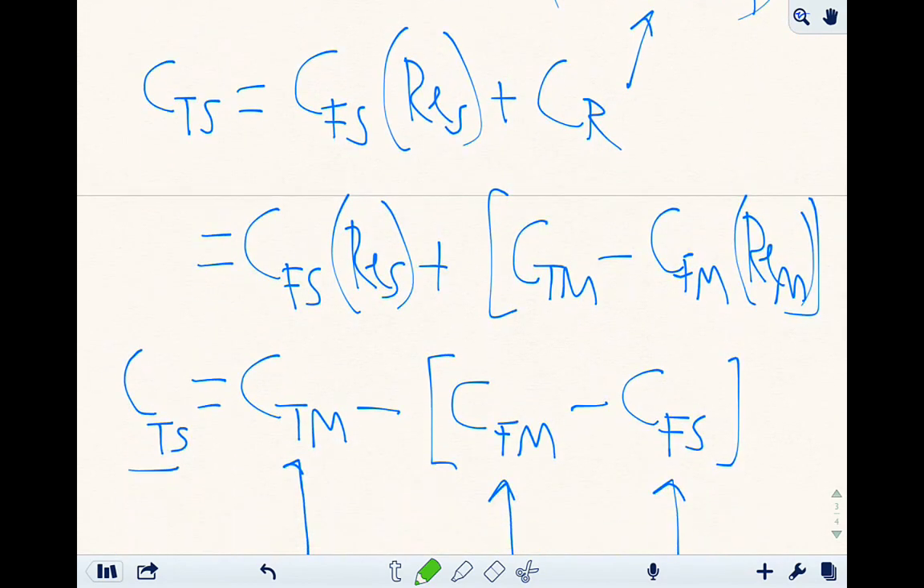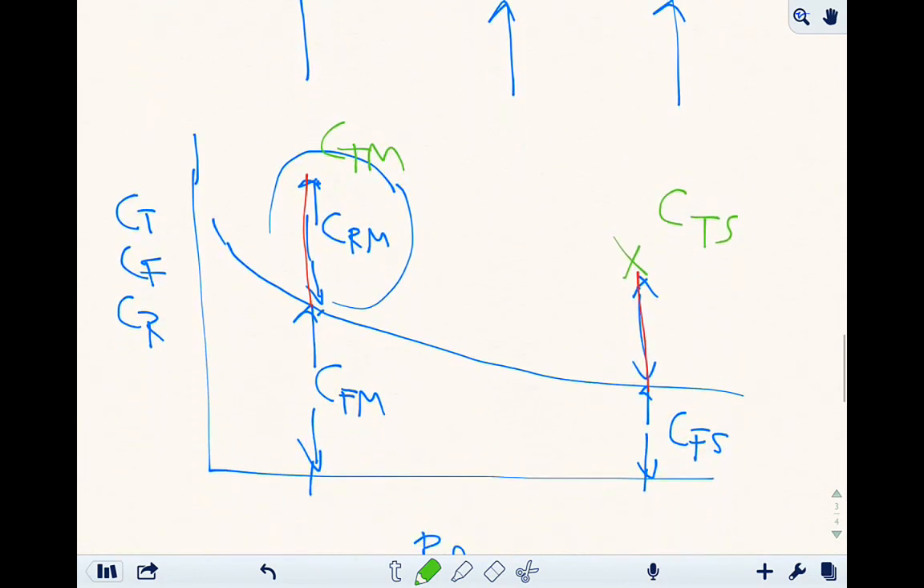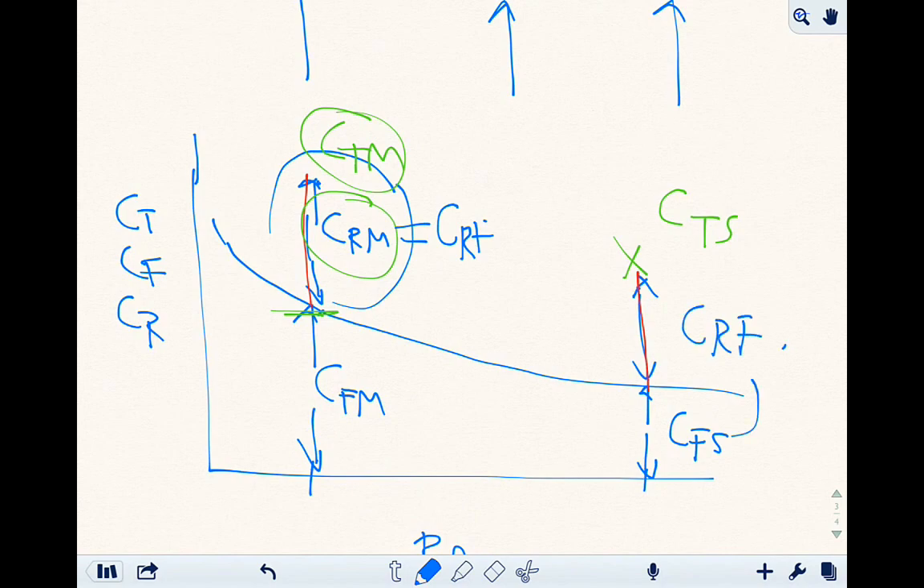You can look at it. You can write it either way. You can write it as the friction of the ship plus this residuary drag, or you can write it as the total drag coefficient on the model plus the difference in friction drags. It's an equivalent thing. You can think of it graphically here. We're measuring this. We subtract out friction, leaving CRM. CRM's the same as CRS, which is right here. So we add CRS onto CFS to get CTS, and you're done. So that's what's happening graphically.